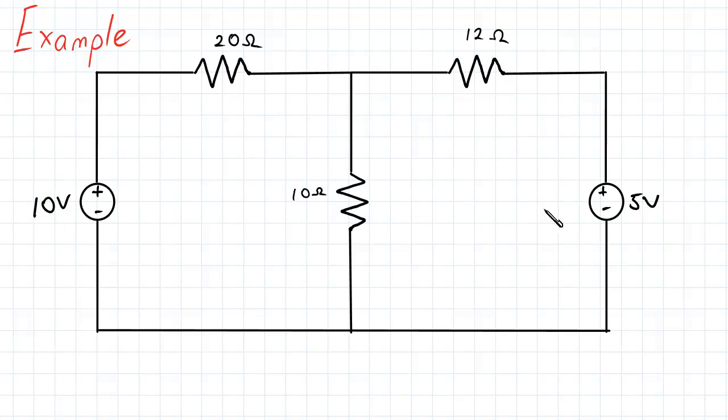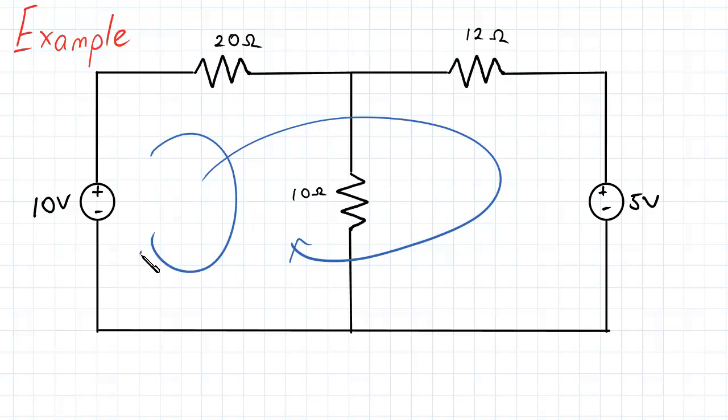Two voltage sources, a 10 volt and a 5 volt source, and three resistors, 20 ohms, 10 ohms, and 12 ohms. So if you look here, there are actually three loops. There is a loop that goes like this. There is a loop that goes like this, and there is a loop that goes like so.